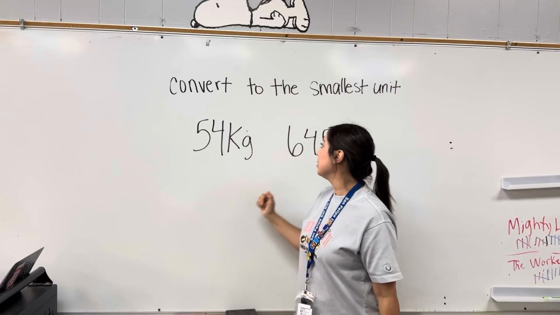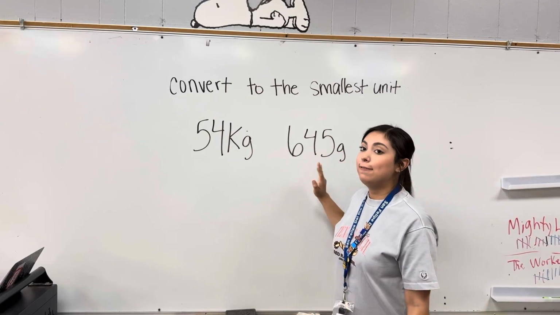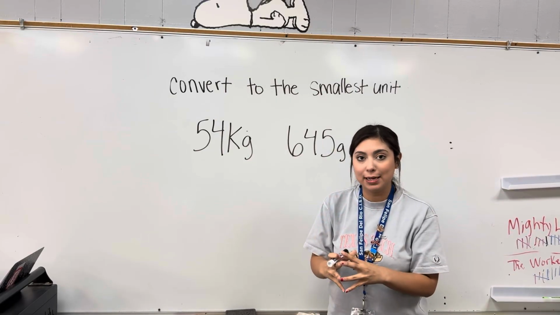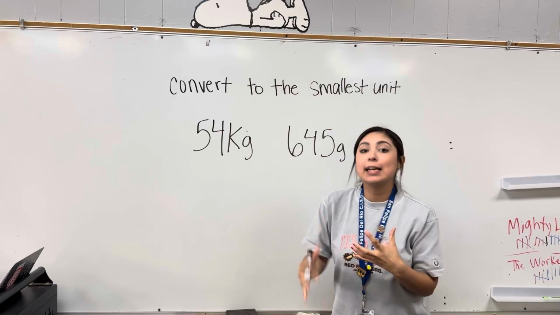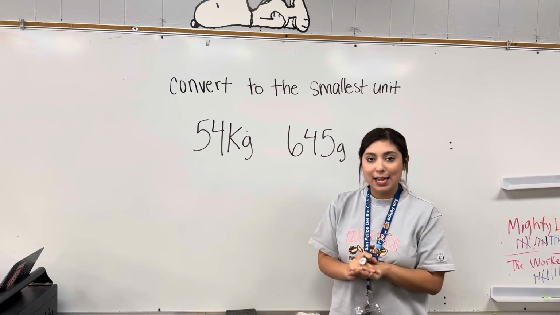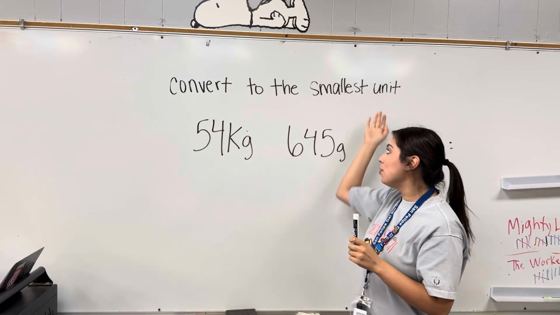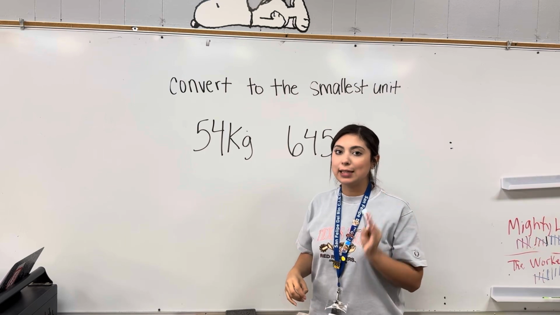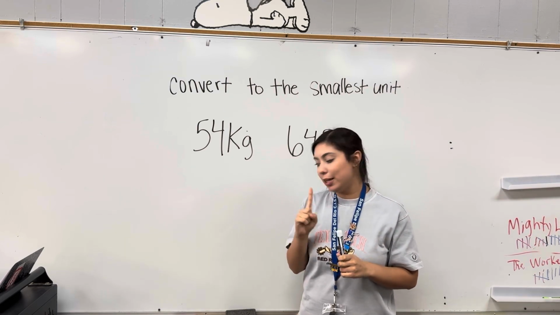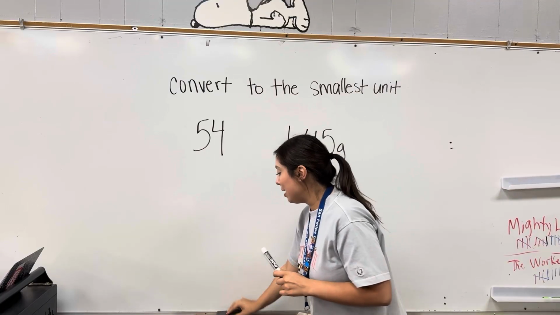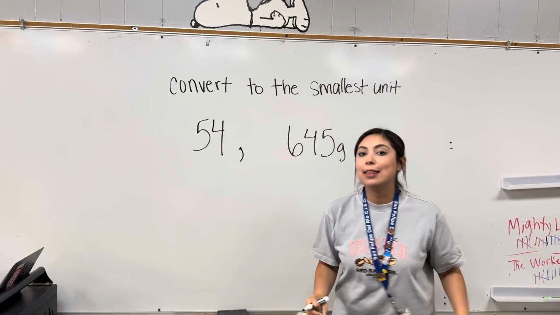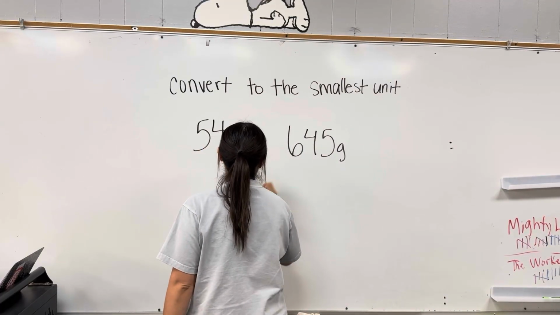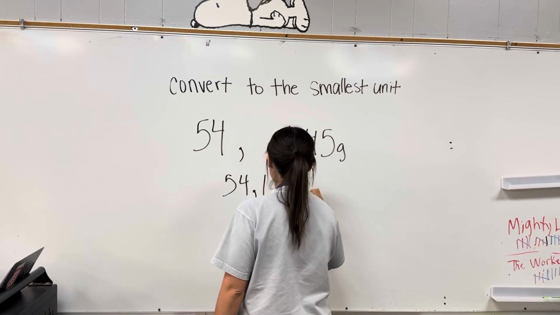54 kilograms and 645 grams. Remember this, these are together. This is one single unit of measurement, but they're mixed. It's kilograms mixed with grams, but I want to convert to the smallest unit, which is grams. Because these are units of 1,000, 1,000 grams go into 1 kilogram. My kilogram goes away and I replace it with a thousands comma. Now it is 54,645 grams.